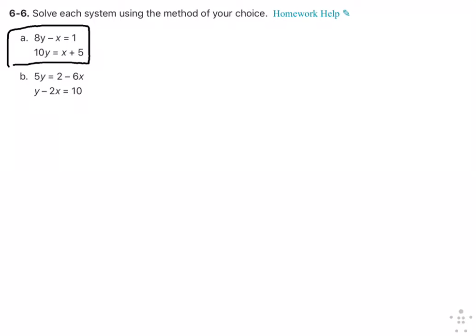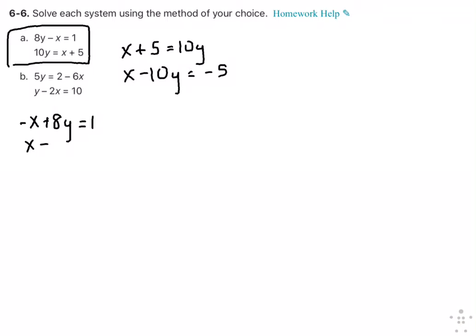So I'm going to rewrite these equations, right? So negative x, I'm going to rewrite them in standard form. Negative x plus 8y equals 1. And the other one, I'm going to switch the sides, right? X plus 5. So this is x plus 5 equals 10y. So it's x minus 10y equals negative 5, right? So there's the two systems.